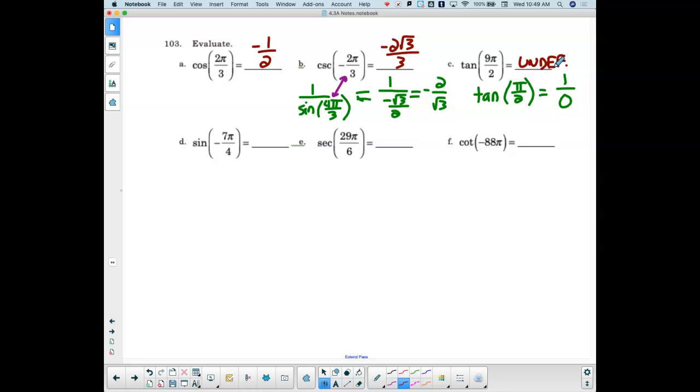Sine of negative 7 pi over 4. That's going to be the same as the sine of what? It's going to be the same as what? Pi over 4? Yeah, not just 1 over 4, but 1 pi over 4, yep. Sine of pi over 4 is square root of 2 over 2.